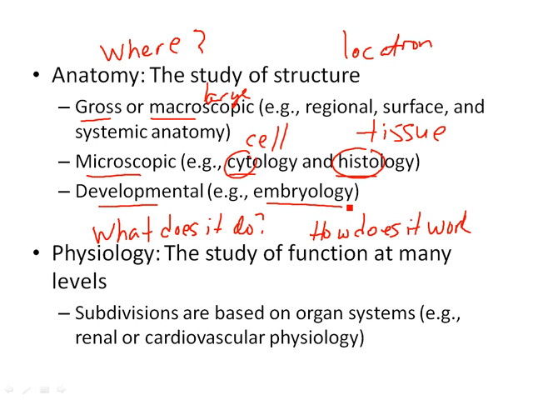Now, once we know where it is and what it looks like, we want to know what does it do, and that's the physiology. And typically, we study physiology based on the organ systems. We'll study the integumentary, or the skin. We'll study the skeletal, the bones, the muscular system. We'll study the cardiovascular system, which is the heart and the blood vessels, respiratory. So we'll study each one of these systems individually. But importantly, we're going to study how they work together. It doesn't really do us any good to know what a system does unless we know how it relates to other systems.